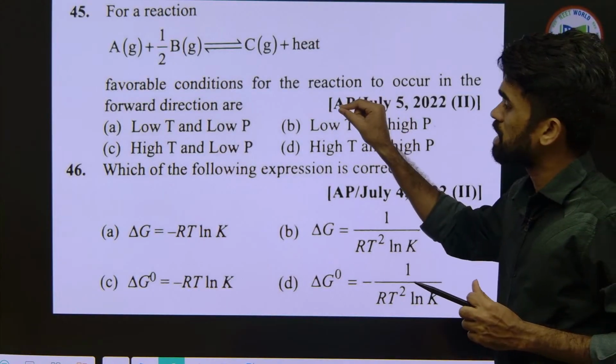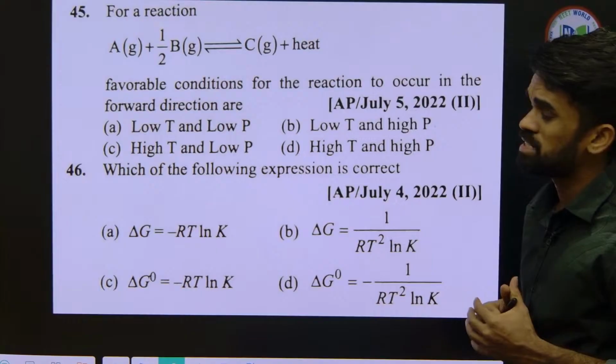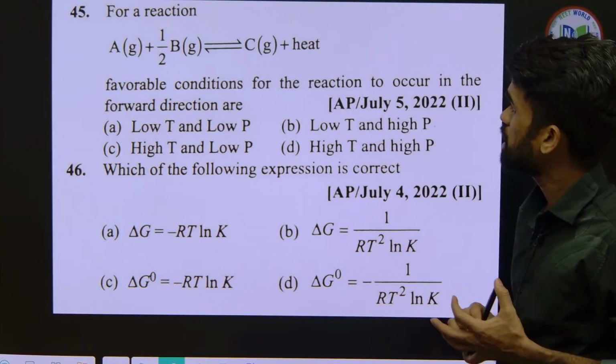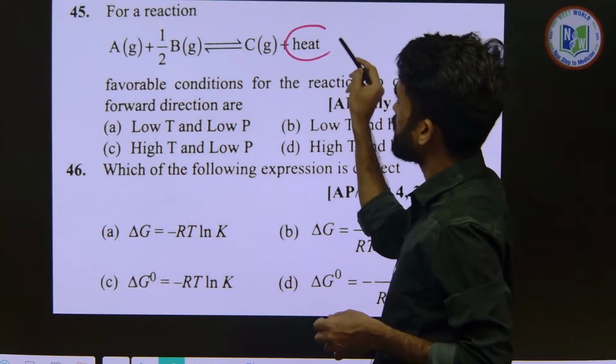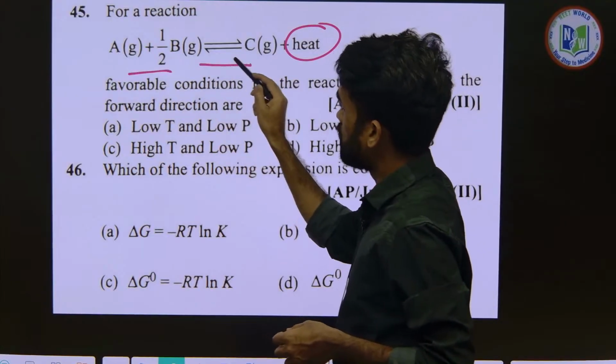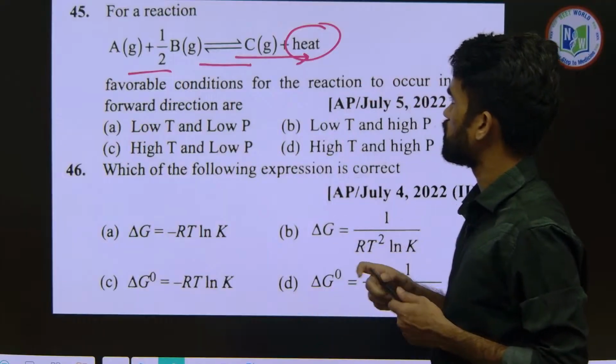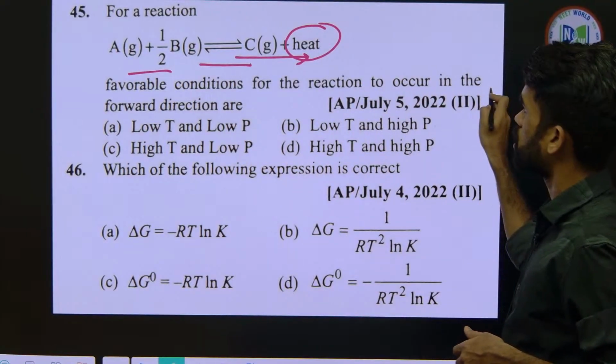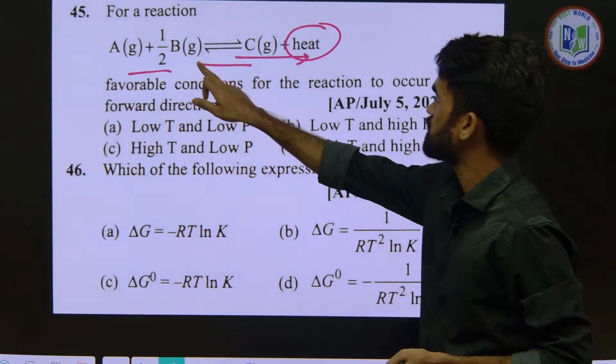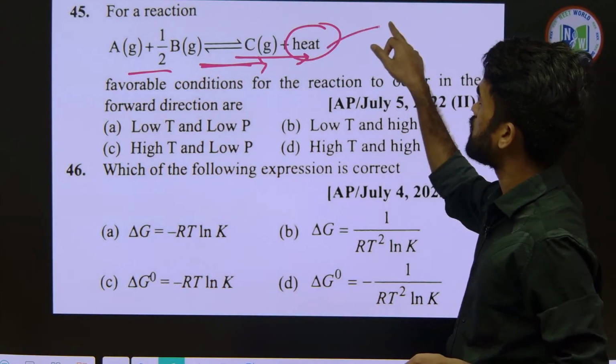Again, this is based on Le Chatelier's principle. What is the answer you can expect for this? Tell me. See, heat is released. During a chemical reaction which is in equilibrium, the forward reaction, product formation, can be favored. This can be favored when heat is released.